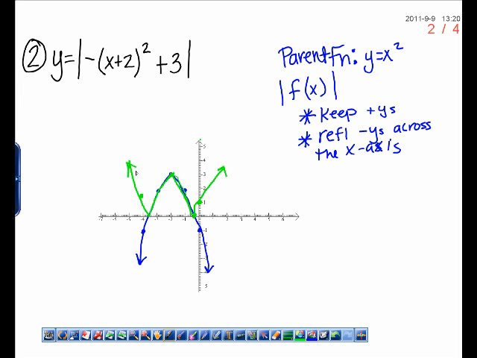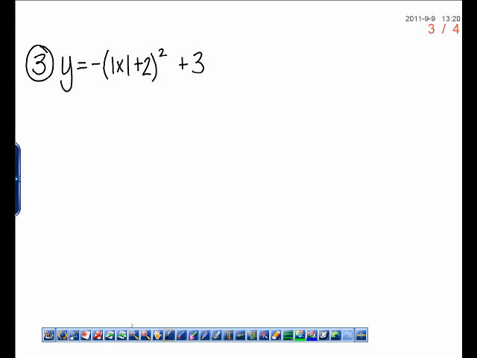Questions about the absolute value of f of x? The absolute value of a whole function. Now let's try one where the absolute value is just around the x, and then we'll be done. The absolute value of x plus 2, that whole quantity squared, and then plus 3. The absolute value is just around your x this time.